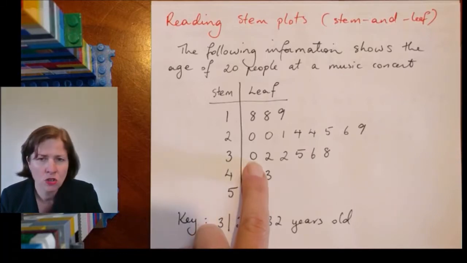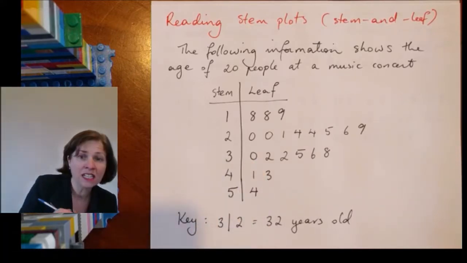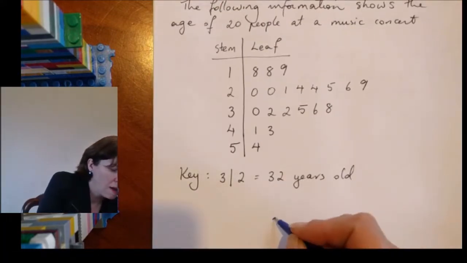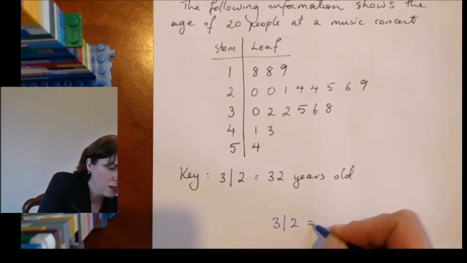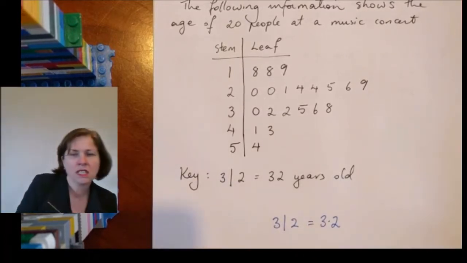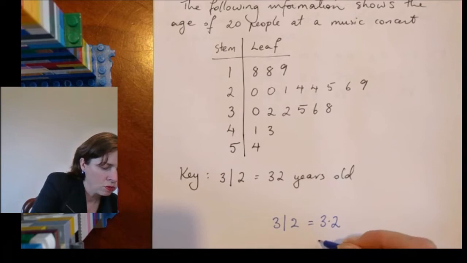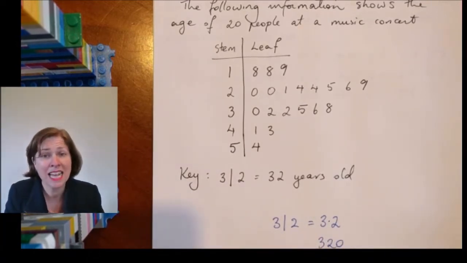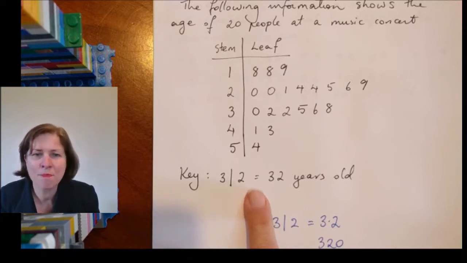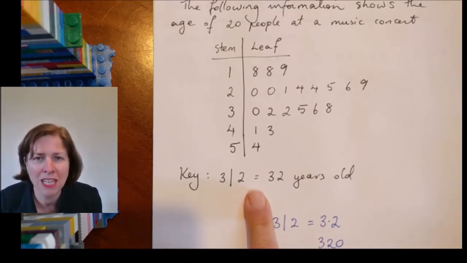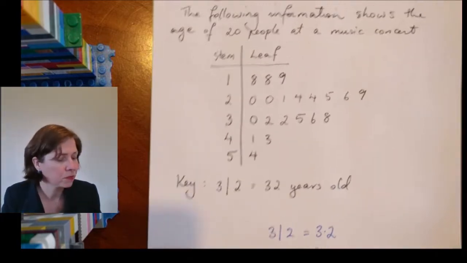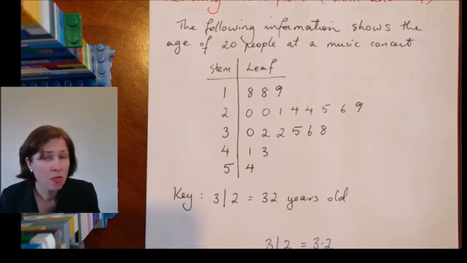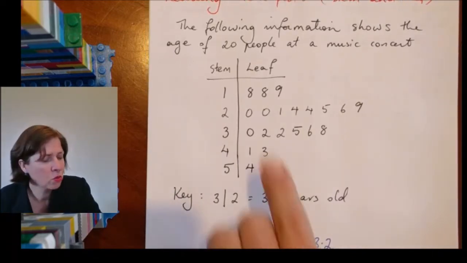Now, the key is really important because these numbers don't always represent tens and units. In a different stem and leaf plot, I might have 3|2 equals 3.2, or it might equal 320. So I need to be really clear by explaining that in a key. A key is an important part to include in your stem and leaf plot. Don't leave it off.